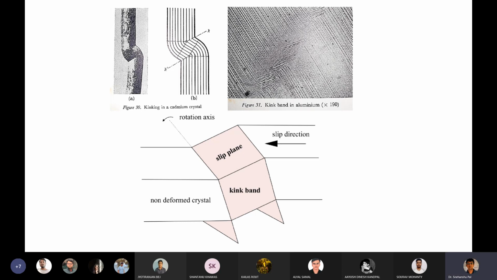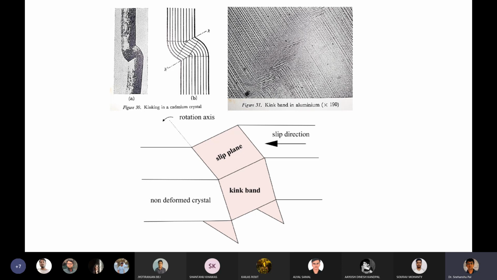Then the grain sharply kinks around the rotation axis, which is also shown in the figure, and this enables shortening of the grain. If you look at the pictorial representation of that phenomenon, you can see there is a rotation axis and slip plane, and a kink band is formed. And if you look at the non-deformed crystal and the slip direction, then you can understand.